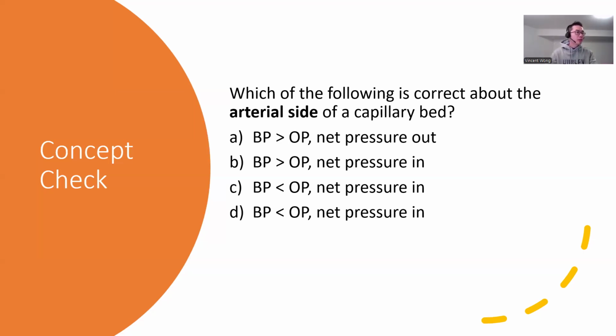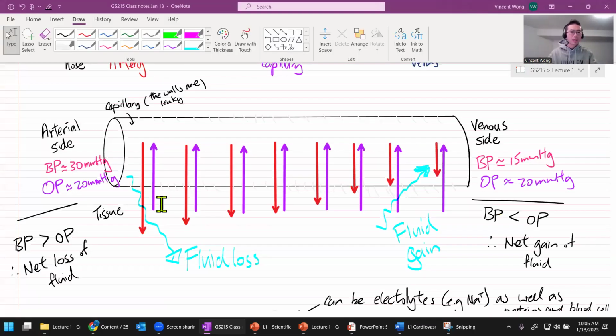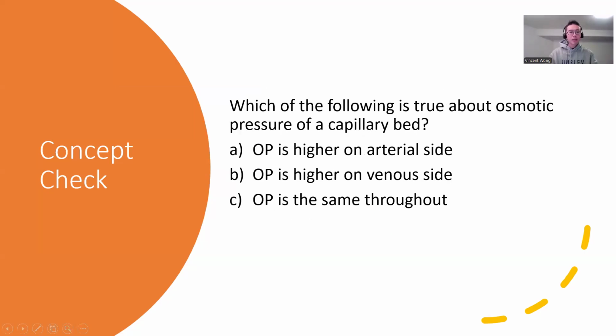All right. Anyone else before I close the poll? Okay, so the correct answer is A. On the arterial side, blood pressure is greater than osmotic pressure, causing the net pressure. Net is like when you add them up, okay? When they cancel each other out, the net pressure would be out. If you look at our diagram, you can see the red arrow is longer than the purple one. So overall, it is still pointing outwards, which is why we have the fluid loss, right? It is the opposite on the venous side. Okay, one more question.